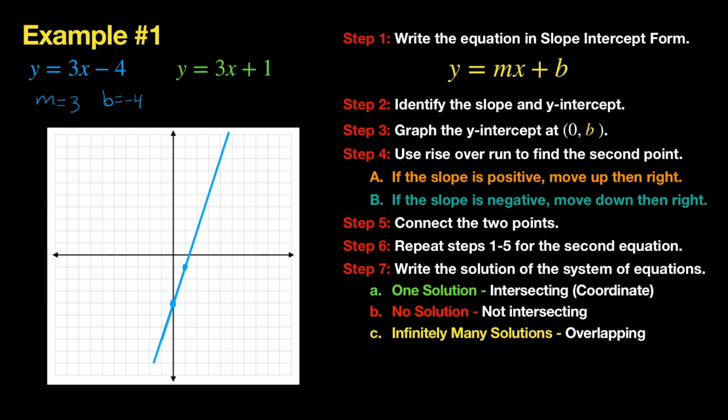Now that we have the blue line, we need to work with the green line. So we're going to repeat steps 1 through 5 for the second equation. In this case, it's already in the form y equals mx plus b. The slope, again, is 3. So we write m is equal to 3. And the y-intercept is going to be 1. So b is equal to 1. So we go to the origin, we go 1 unit up, and that's where we're going to put our first point.